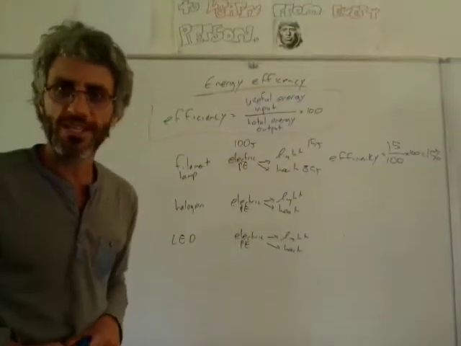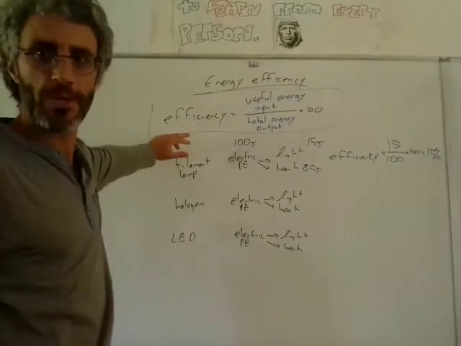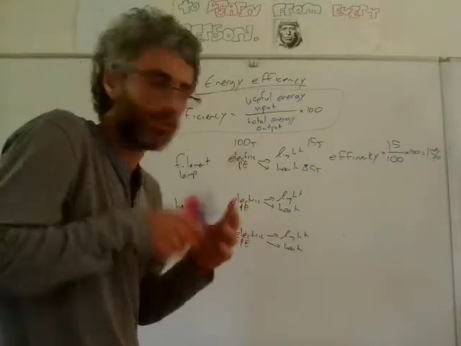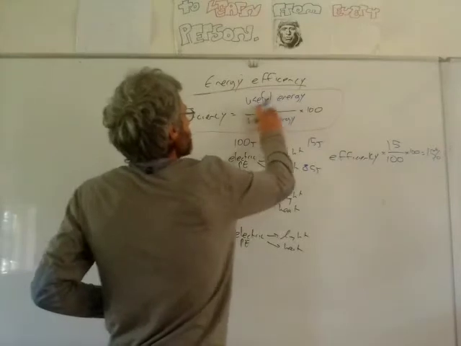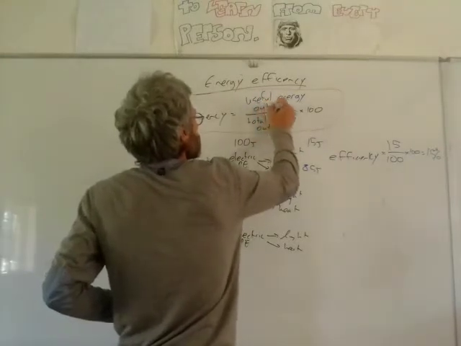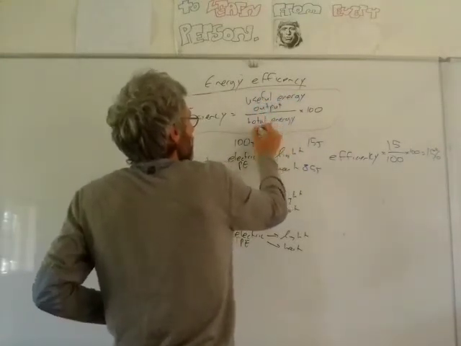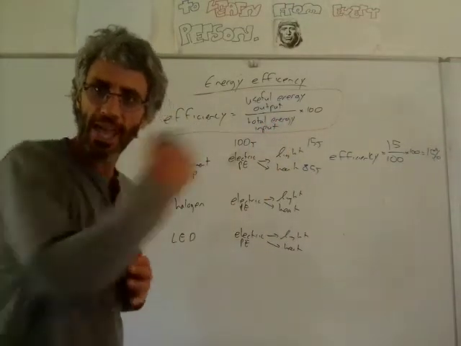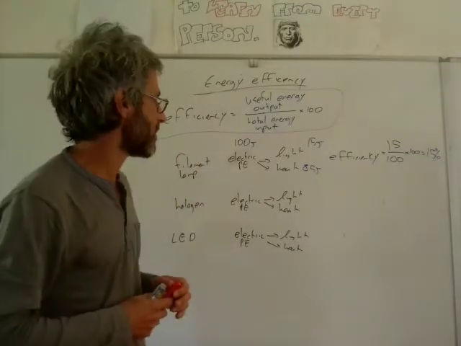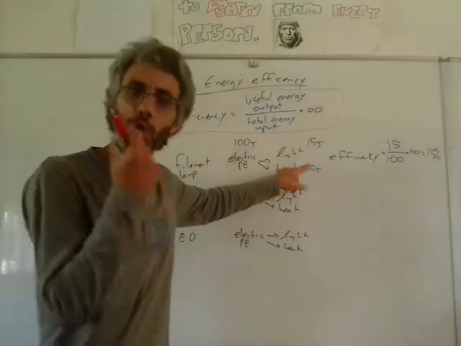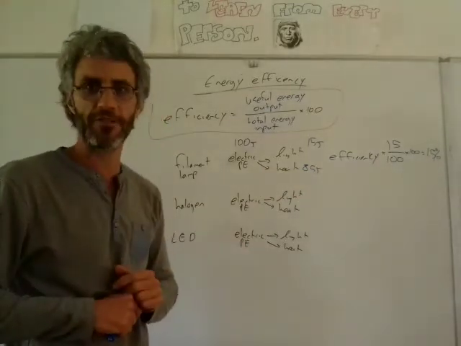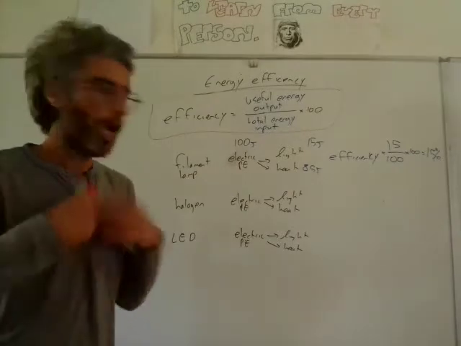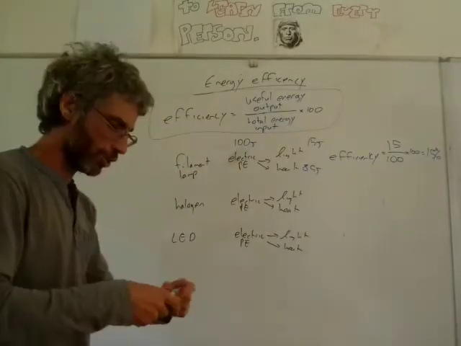Please copy that down. Just pause me and copy that down. The efficiency is defined as the useful energy output, divided by the total energy input. What do I mean by output? Output is the energy that came out, but I'm not counting all the energy that came out. I'm not counting the heat. I'm just counting the useful energy. So that's, in this case, 15, divided by the total energy that's going in. That's the input. Once you copy that, let's have a look at the halogen.